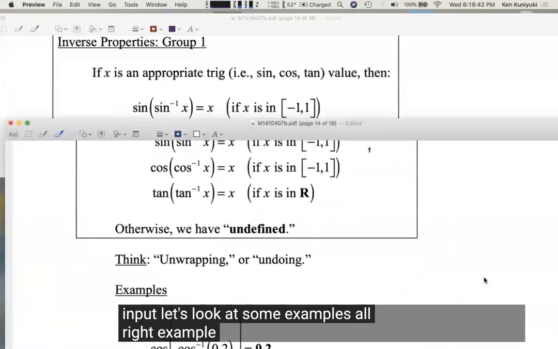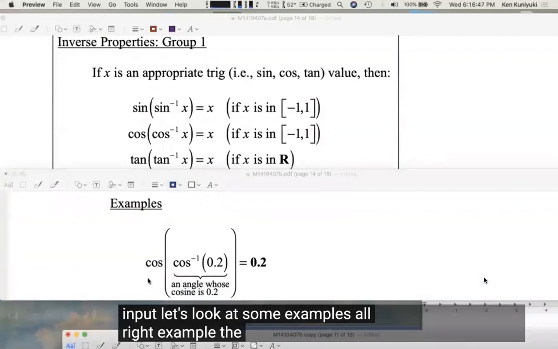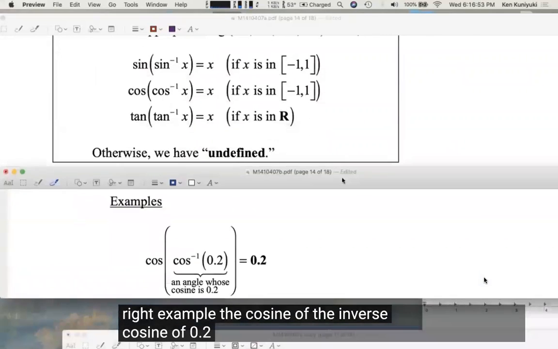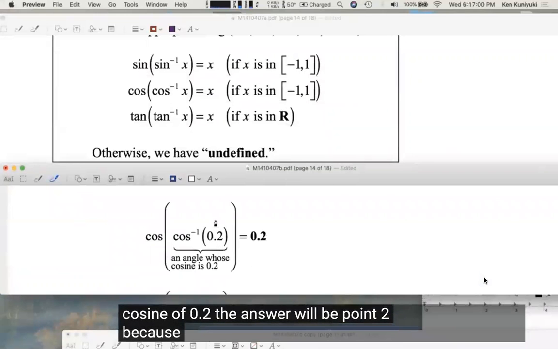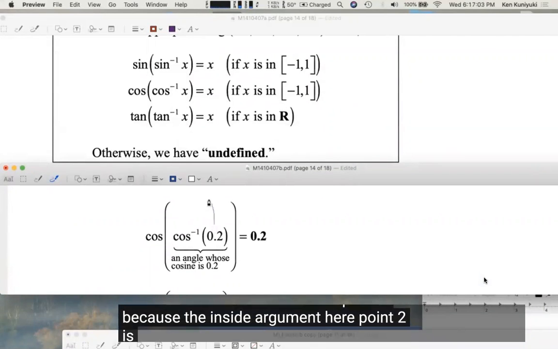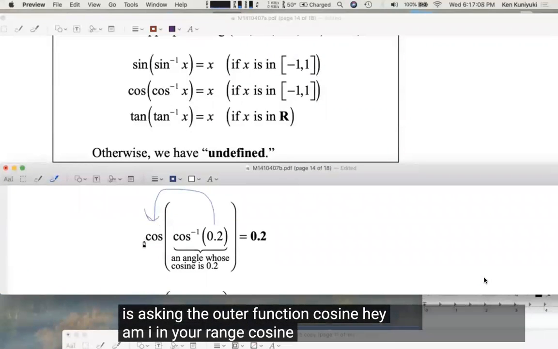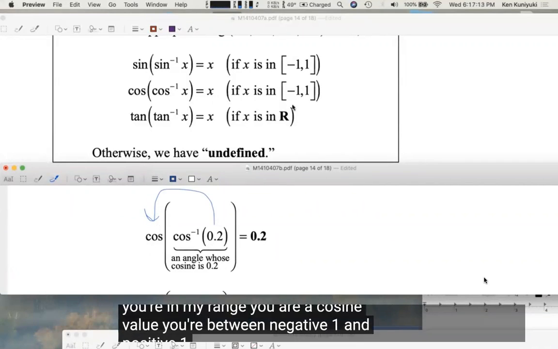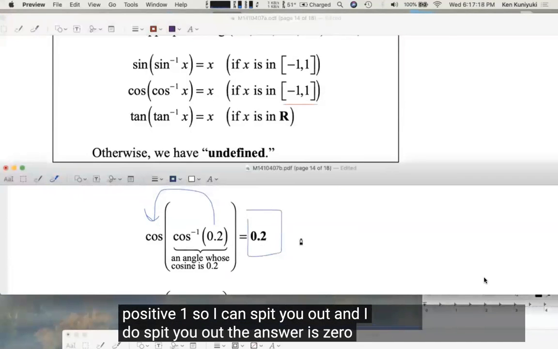All right, example. The cosine of the inverse cosine of 0.2. The answer will be 0.2 because the inside argument here, 0.2, is asking the outer function cosine, hey, am I in your range? Cosine says, yes, you're in my range. You are a cosine value. You're between -1 and +1. So I can spit you out, and I do spit you out. The answer is 0.2. It's you.